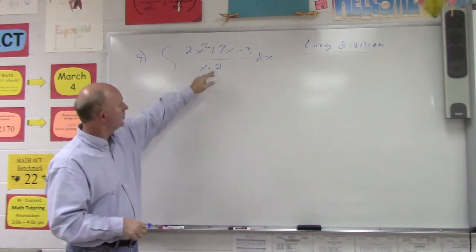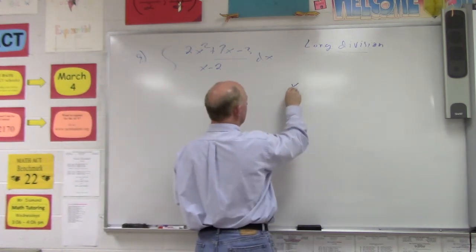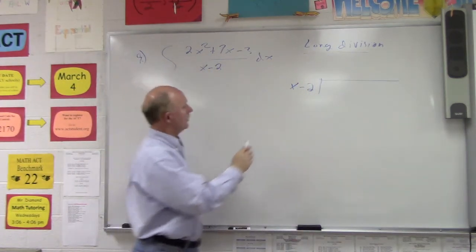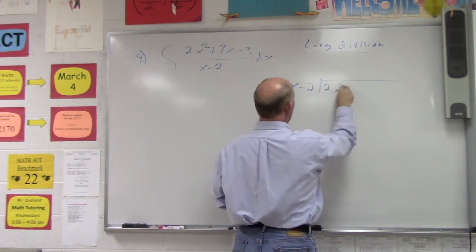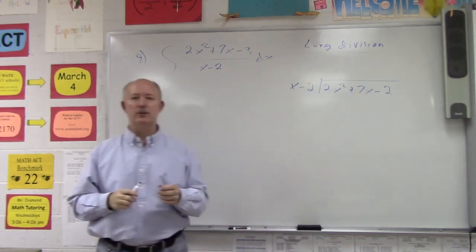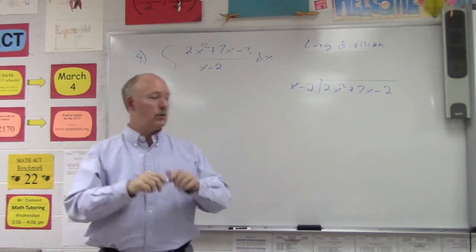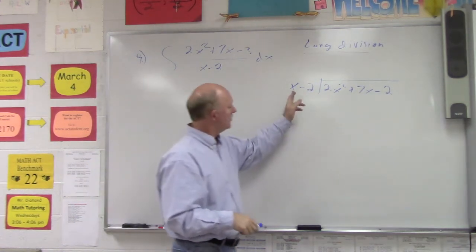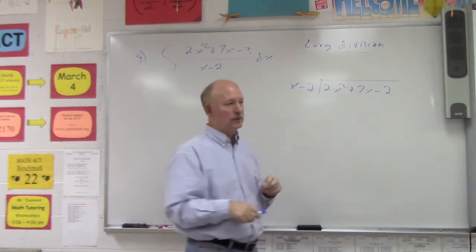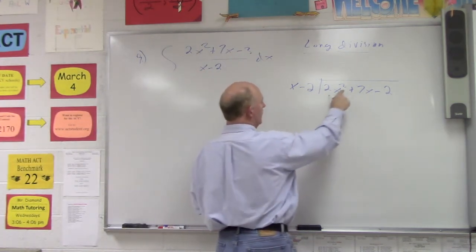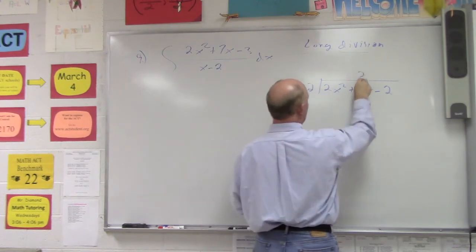Now, with long division, we're going to take the x minus 2, and we're going to divide that into our numerator here. So this will be 2x squared plus 7x minus 2. Okay, let's do this division. So hopefully you're up on your long division skills. So let's start off. Let's divide x into 2x squared. Now remember, when you divide the x's, you subtract your exponents. So 2 minus 1 will give us 2x here.